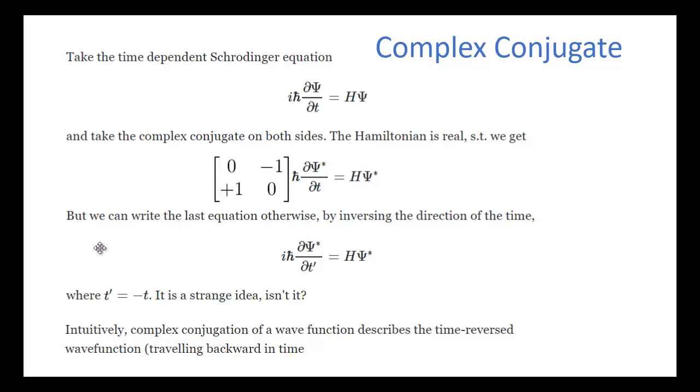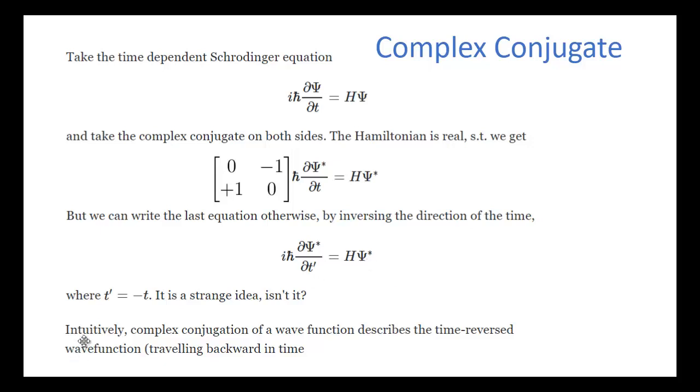So this is the complex conjugate on this side. And then they go on to say, but we can write the last equation by inversing the direction of time. So instead of taking the complex conjugate, what they do is they reverse the direction of time, where t prime is equal to -t. And it says, it is a strange idea, isn't it? Well, yeah, it is a strange idea to recommend or suggest that we can reverse time.